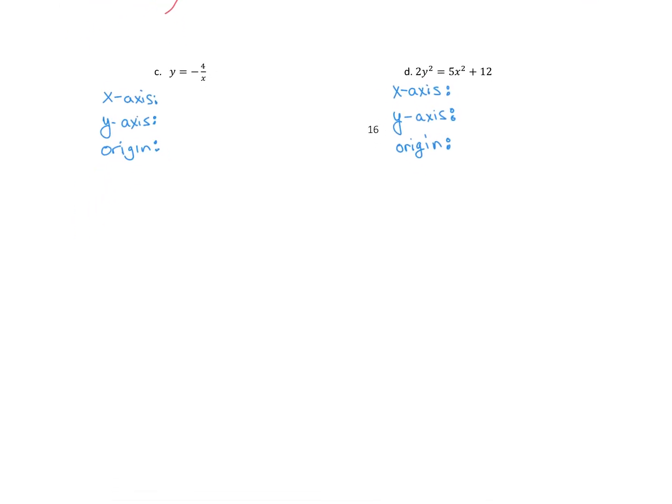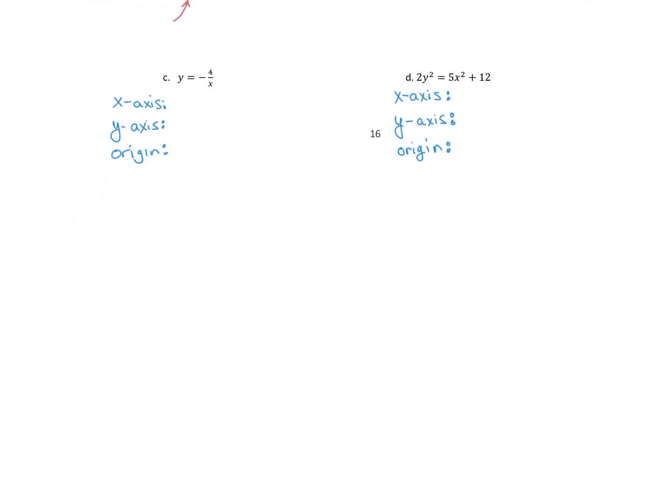Let's look at example C. Testing for x-axis symmetry, I replace y with a negative y. That's going to change things. Replacing x with a negative x, I'll just get 4 over x. That also just changes things.